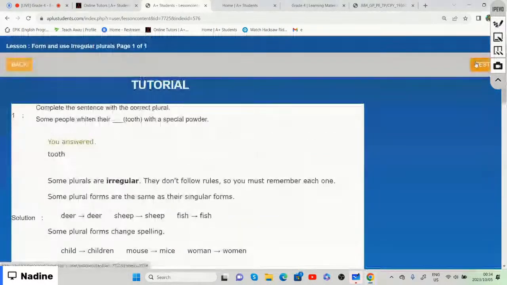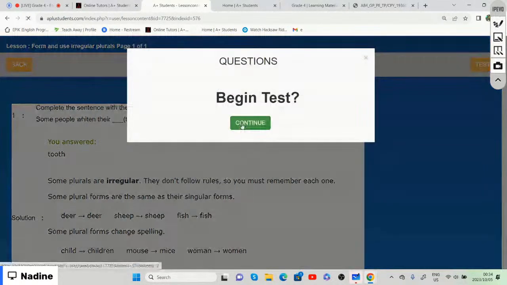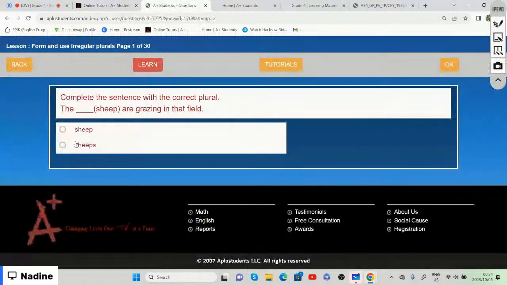All right, so now we're going to our test where we are going to form and use irregular plurals. All right, so we are going to complete the sentence with the correct plural, right? So the word is in bracket, and then we are going to have to write down the plural form, or let's say we're going to select the plural form of the word in bracket. So the sheep are grazing in that field. So is the correct plural sheep or sheeps?